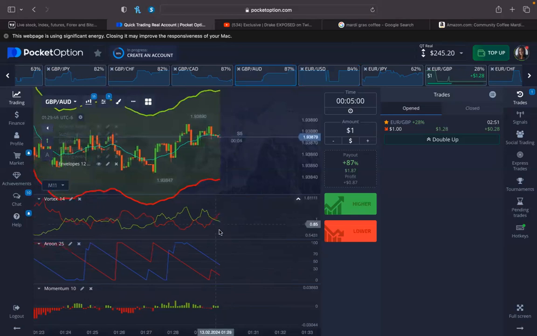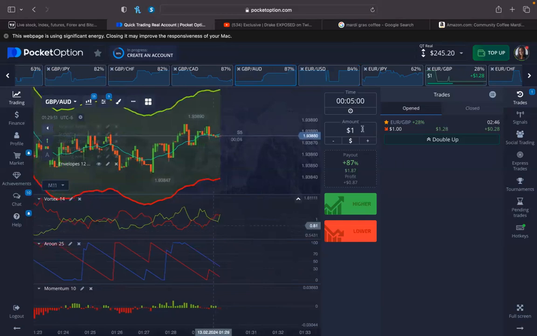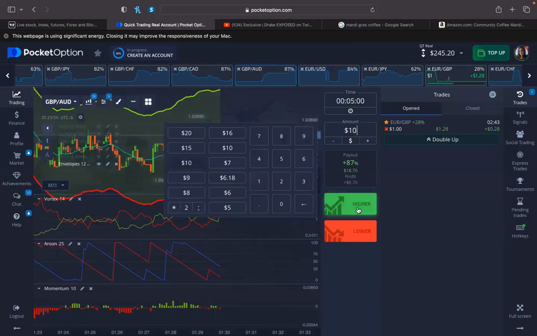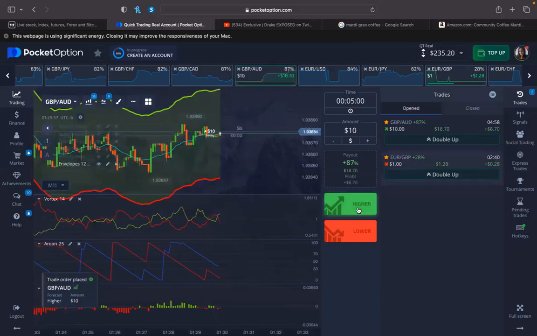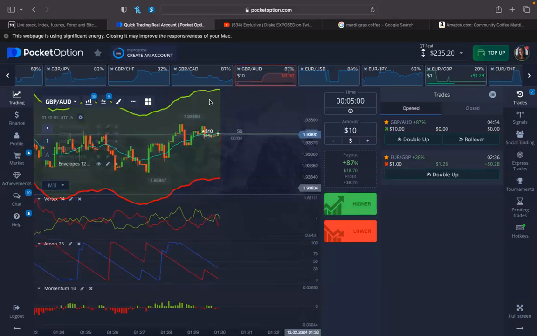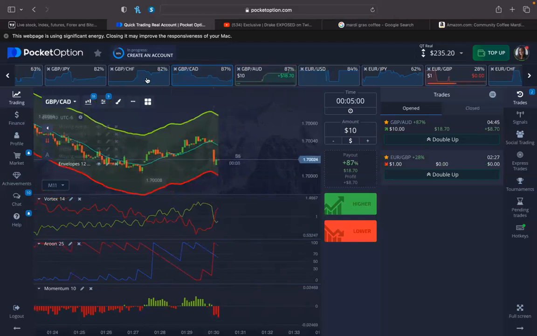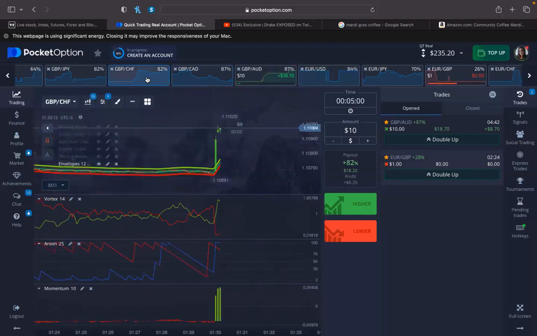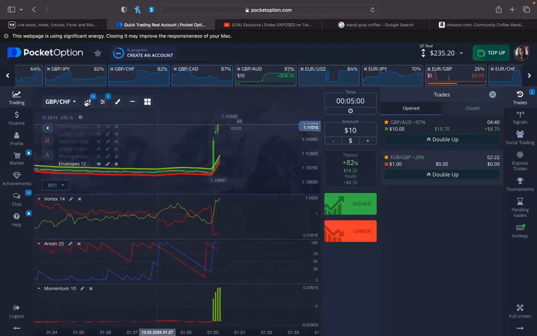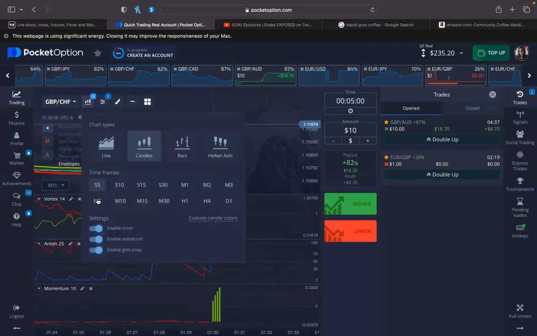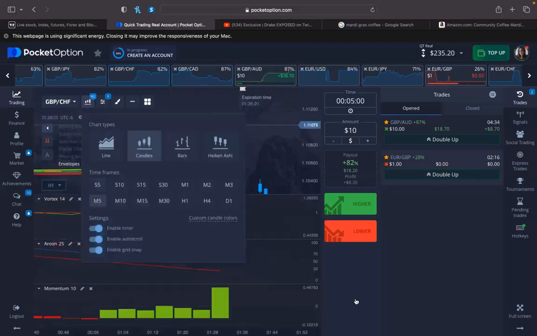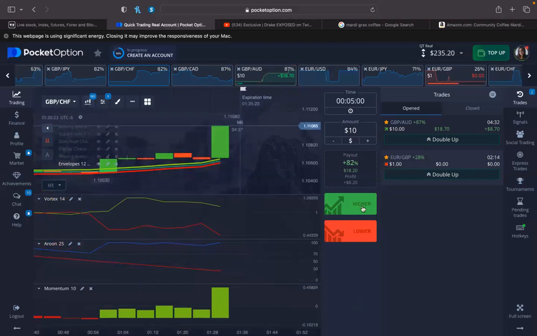The vortex is stopping us from taking this trade. Okay, we got position. Let's go ahead and enter. Looks like we got another setup here. Everything is in place for a buy. Let's check the 5 minute. It's all in place for a buy.